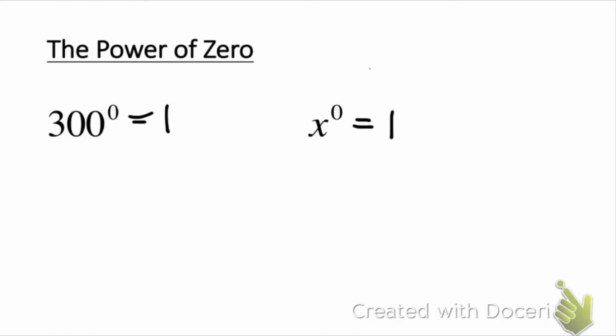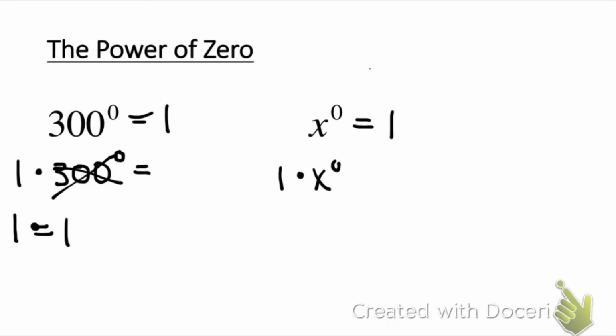If you need to review why, there's actually a hidden multiplier in front of 300. So this really says 1 times 300 to the 0 power. Well, this means 1 times no 300s. So 1 times no 300s just equals 1. It's the same reasoning over here. This really means 1 times x to the 0. 1 times x to the 0 means 1 times no x's, which is just 1.